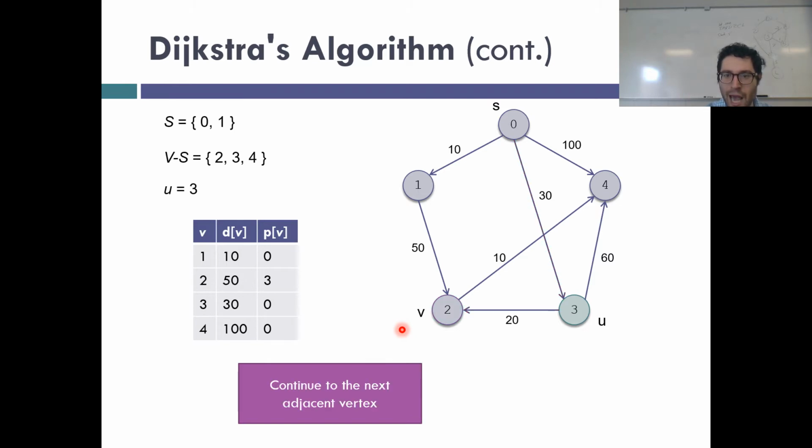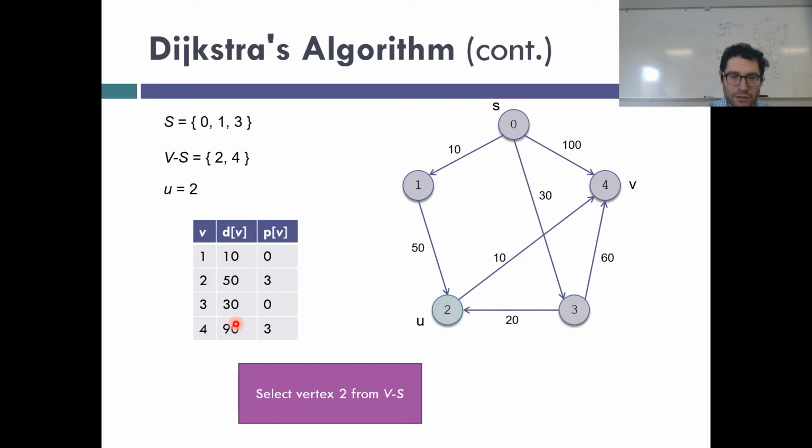So now let's look at going to the other adjacent node. So we looked at 3 to 2. Now let's look at 3 to 4. So 3 to 4, right? You had 30 over here plus 60. That's 90. And 90 to get to 4 is cheaper than we currently know to get to 4, right? So we update and say, hey, 90 is less than 100. So we update that. So now we're done looking at 3.